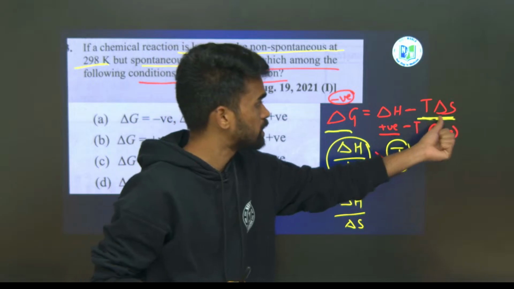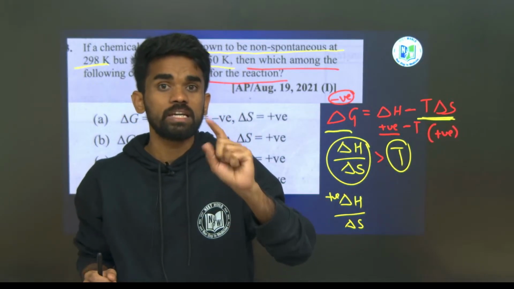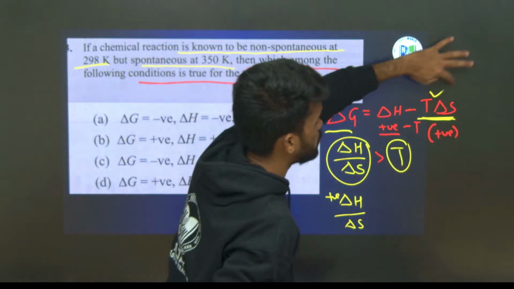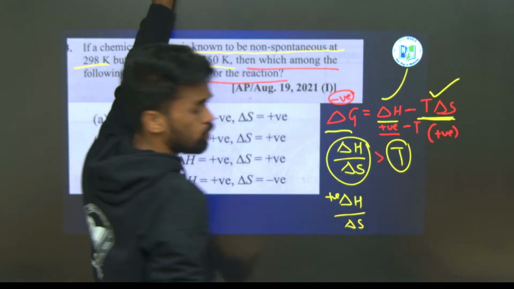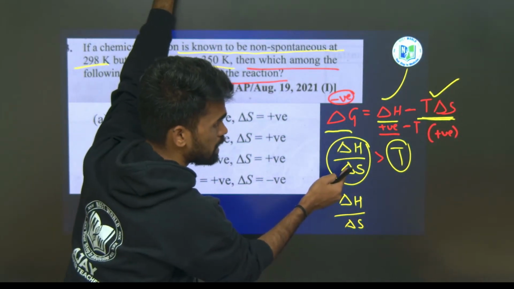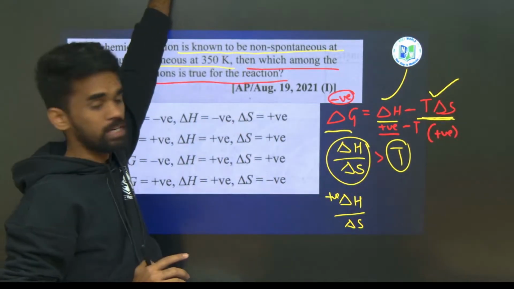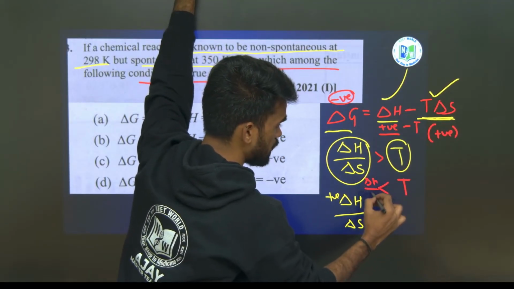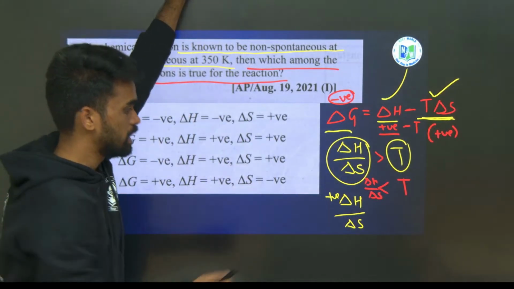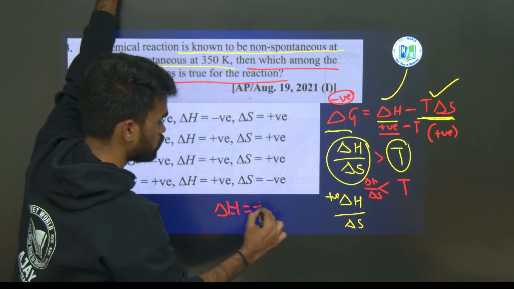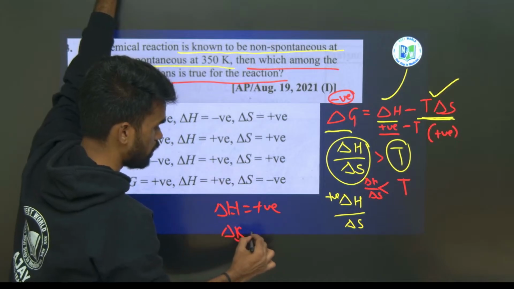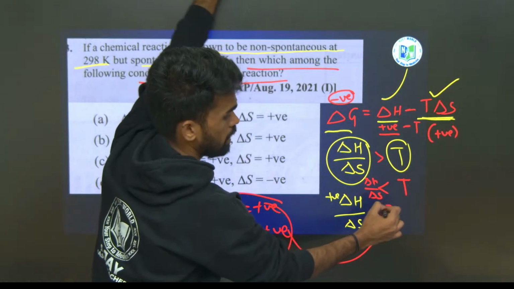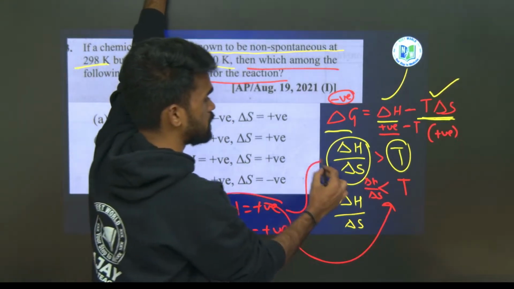It means the second term, T delta S, has to be the dominating factor here, then only the reaction becomes spontaneous. The second term value should be greater than the first term value because it is positive. Now if delta H by delta S value is greater, then that will be non-spontaneous when I compare with the temperature. If T is greater than delta H by delta S, then the reaction becomes spontaneous if delta H is positive and delta S is also positive. At higher temperature it becomes spontaneous, at lower temperature it will become non-spontaneous.